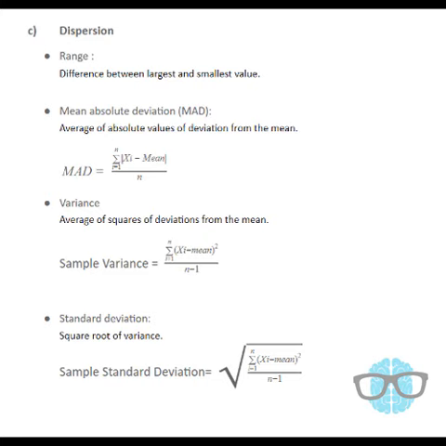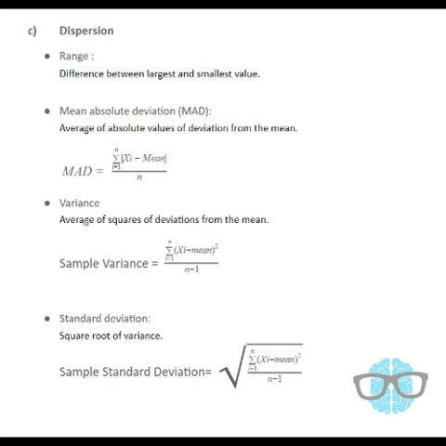In range calculation, we just subtract the smallest value in the population from the largest value. So let's suppose we have a sample where the largest value is 100 and the smallest is 10. So 100 minus 10, 90 is the range.